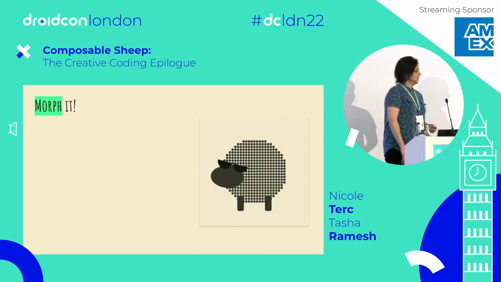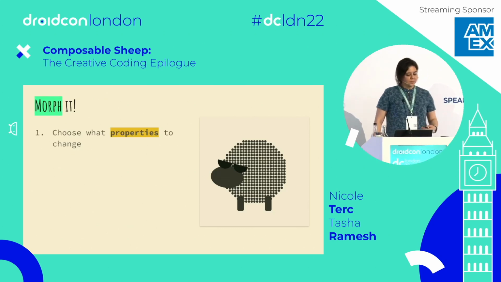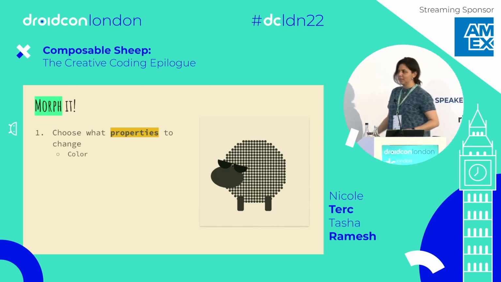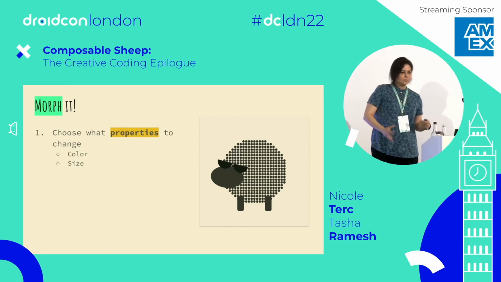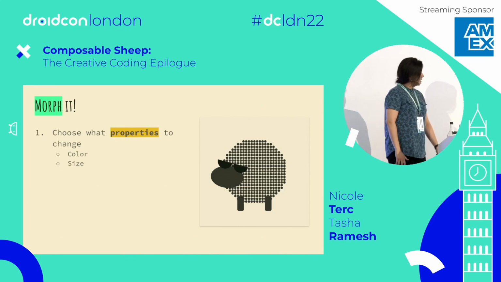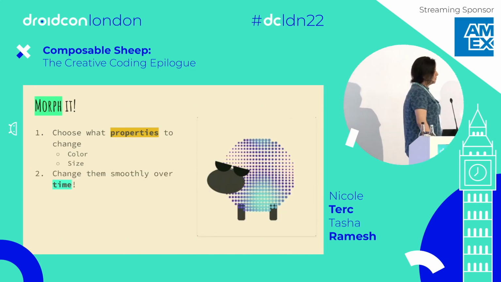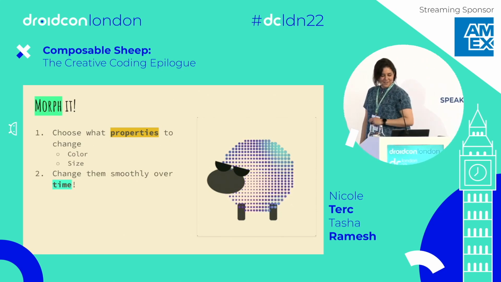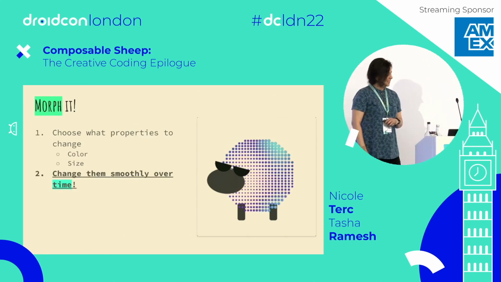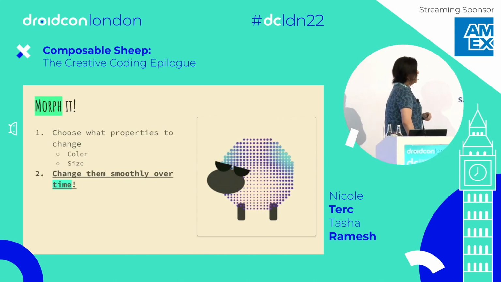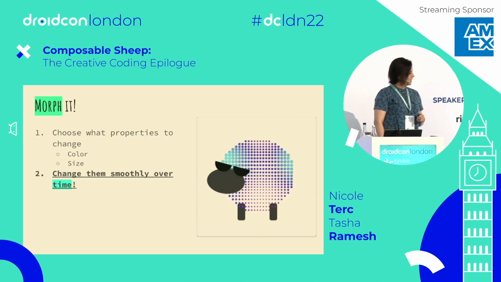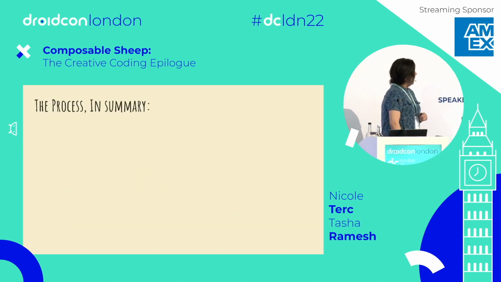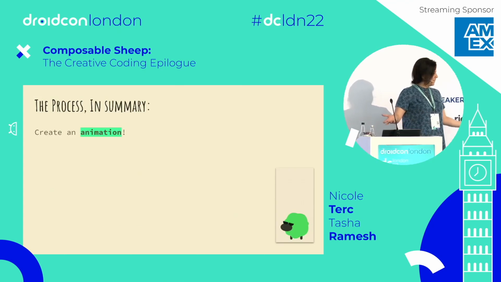And in order to morph something, the first step is to decide what properties in there you're going to be changing. This can be something like color, it can be something like size, and once you decide which of these properties you're going to change, then you just need to change them smoothly over time, which coincidentally is the definition of morphing. For those that have been here for some time, this sentence right there may sound familiar. And that's because some people use this phrase exactly to define animations. So yeah, you got us. Our process, in summary, is to create an animation.